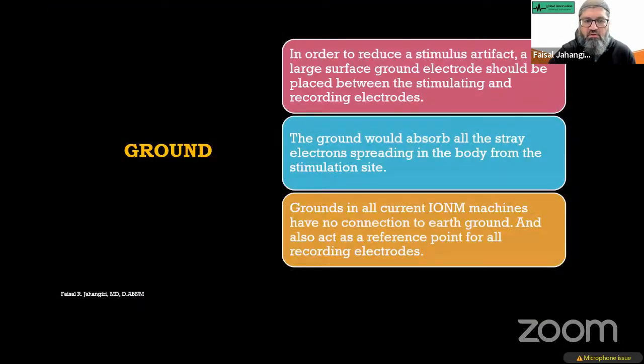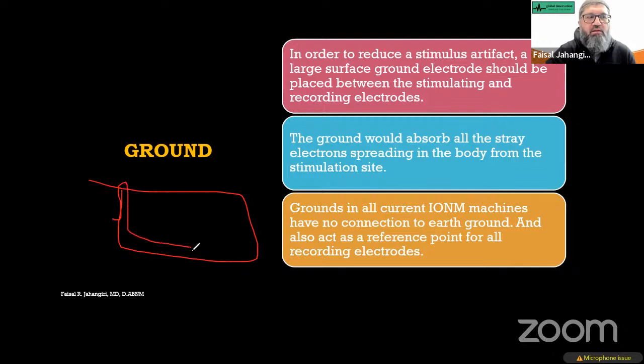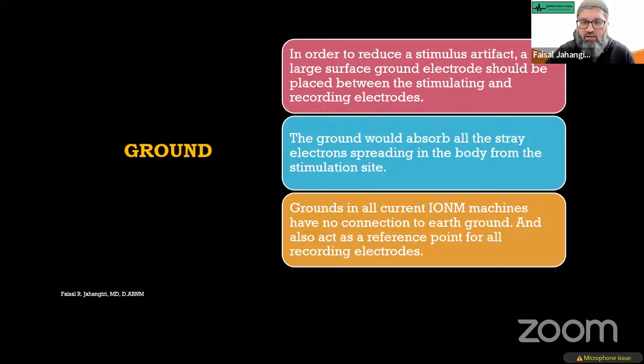Let's talk about the ground. The ground is used to get rid of the stray current on the skin. When you're stimulating, the current also spreads on the skin, the stray current. The ground absorbs that stray current and decreases the stimulation artifact. If your stimulation artifact is huge and you see it going across the screen, that means either your ground is bad, or you have a higher impedance on your recording electrode, or higher impedance on your stimulation electrode. So you have to check those things.